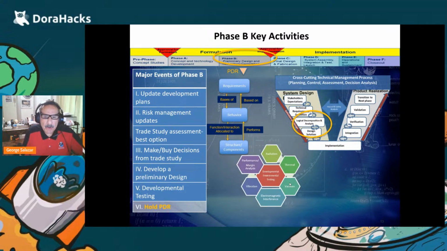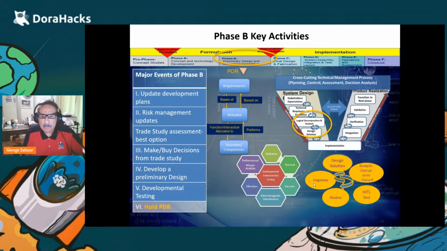But you're also doing environmental testing to see, hey, is this thing really going to work in the actual environment before we start pumping a lot of money into the actual flight system. And so we also evaluated the human capabilities in controlling the system, looking at human error analysis, human in the loop testing. It's called HITL. And you're assessing and improving and going back to the design solution.